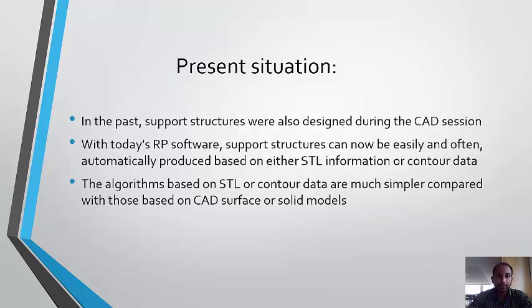The present situation is, in the past, support structures were also designed during the CAD session. With today's rapid prototyping software, support structures can now be easily and often automatically produced based on either STL information or contour data. The algorithms based on STL or contour data are much simpler compared with those based on CAD surface or solid models.